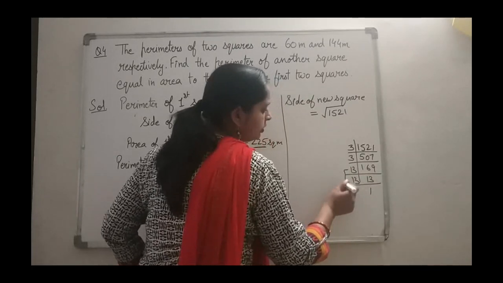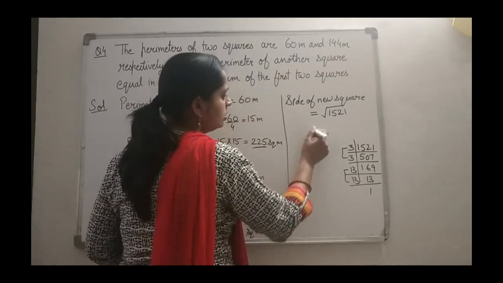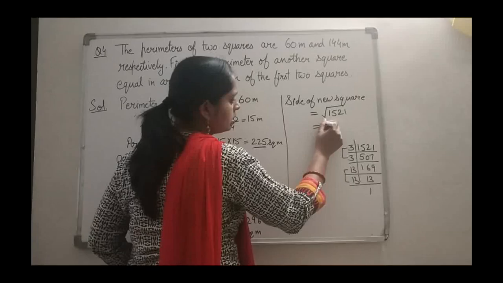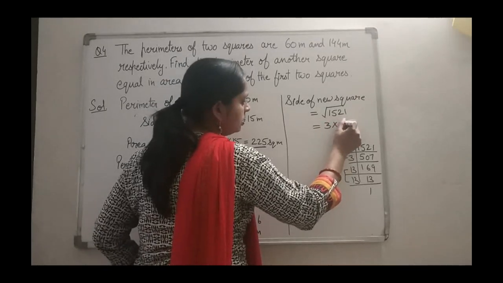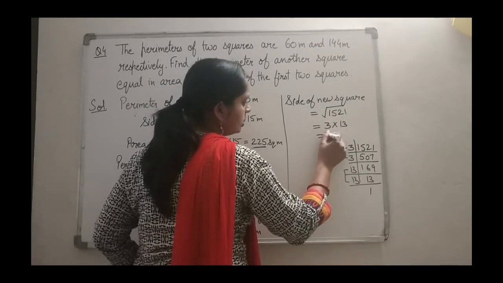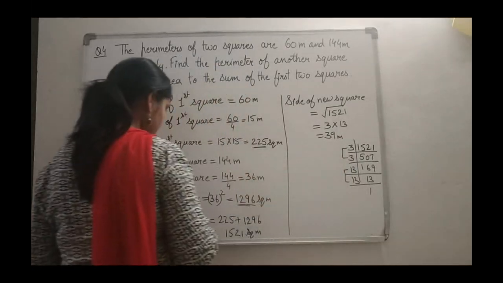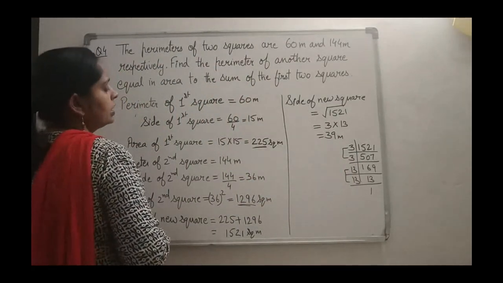So we got a pair of 13 and a pair of 3. So it's a perfect square. So square root of this will be how much? 3 into 13. So that is 39 meter. But this is the side and they are asking for the perimeter.